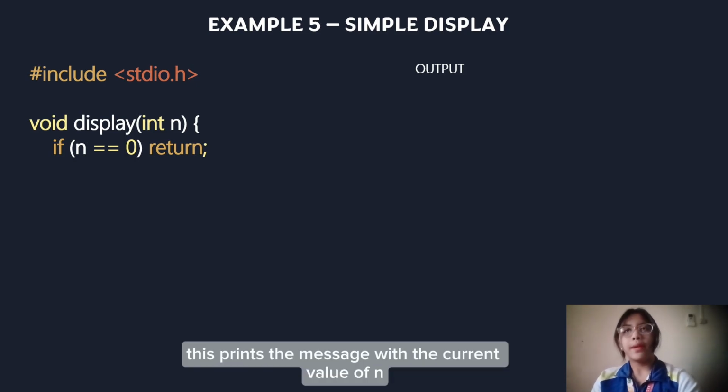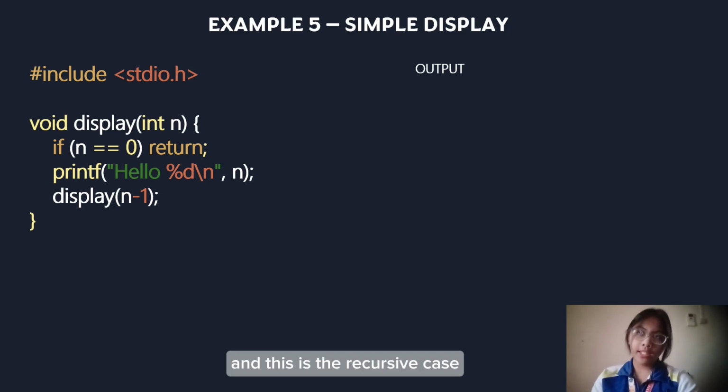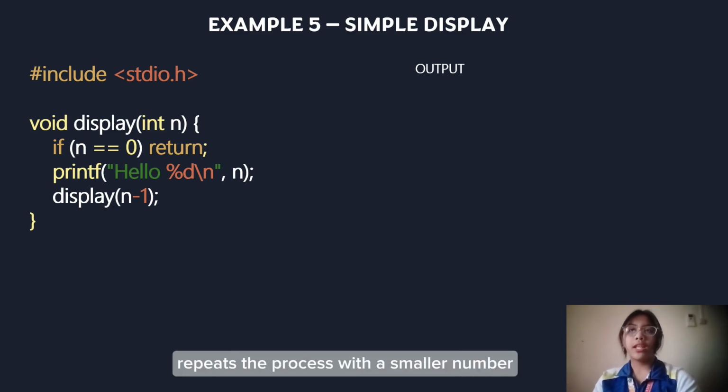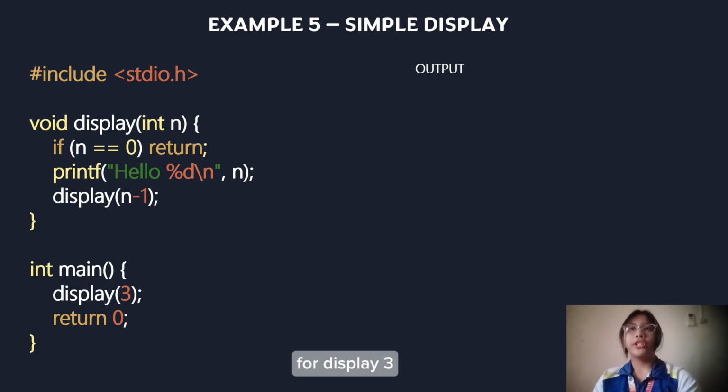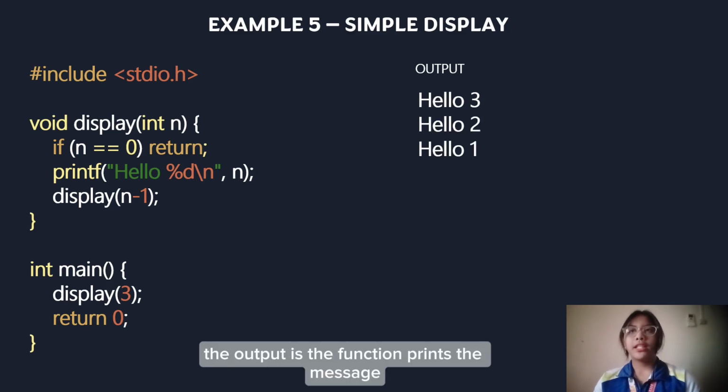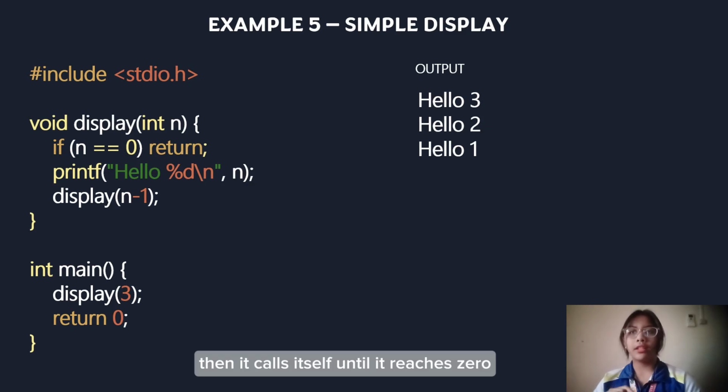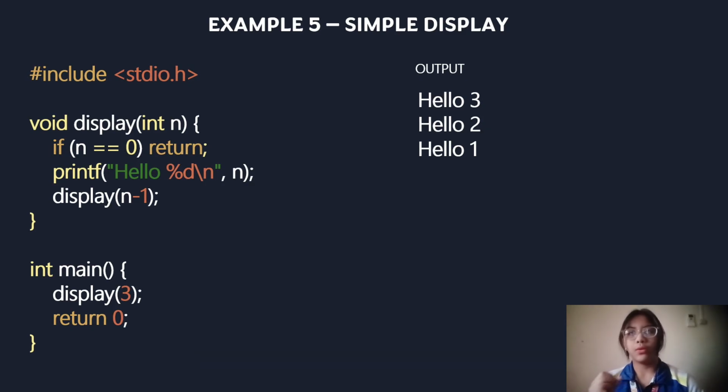This prints the message with the current value of n. And this is the recursive case. It repeats the process with a smaller number. For display 3, the function prints the message, then it calls itself until it reaches 0.